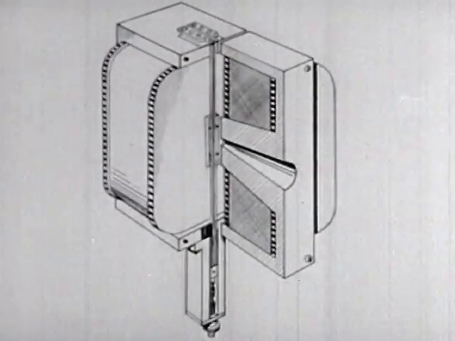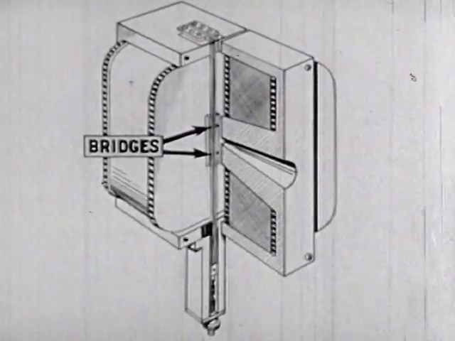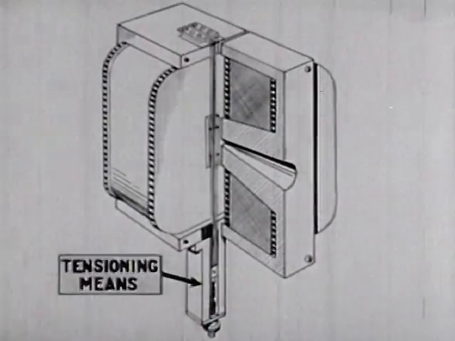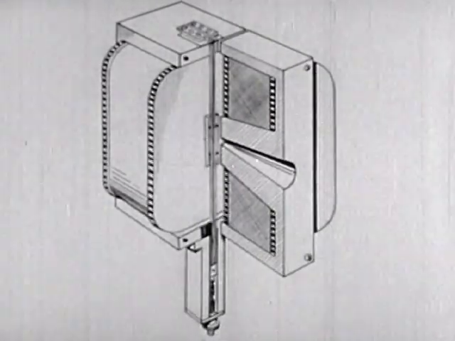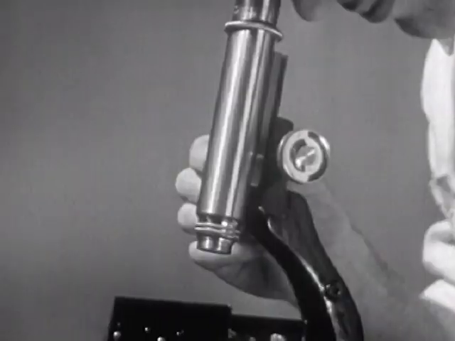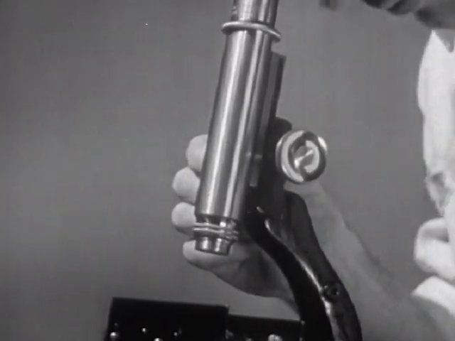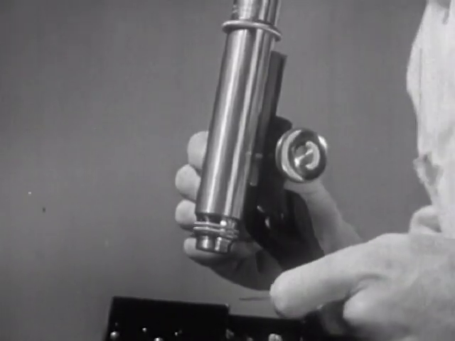In order to ensure high-quality sound recording, the vibrating length of these thin ribbons is limited by bridges, over which the ribbons are tightly stretched. The tension of the ribbons is adjusted by tensioning means. The ribbons are so delicate and their separation and movements so slight that the action of the ribbons can be observed only with the aid of a microscope. The separation between the ribbons is actually less than a hair's breadth.